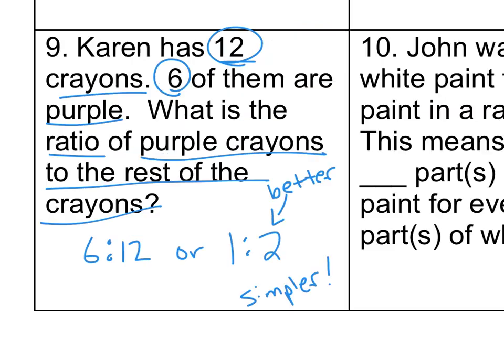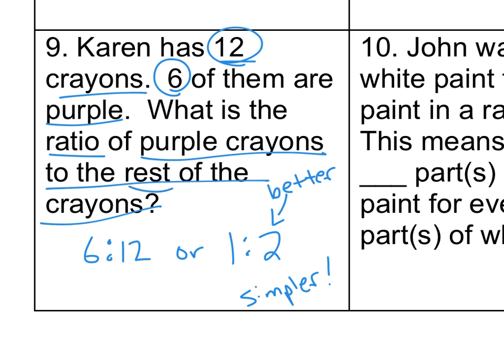All right. Good old ratios. Total of 12 crayons. 6 are purple. Ratio of purple to rest of crayons. It would be 6 purple. Ooh, this one's tricky. Actually, maybe it's not 6 to 12. All right, so I put 6 to 12 because that is 6 purple to 12 total. Which would be a 1 to 2, which of course would be better because it's simpler. But I'm thinking rest of.